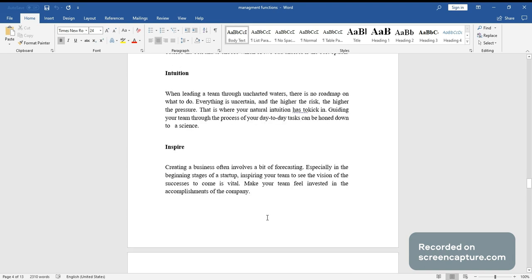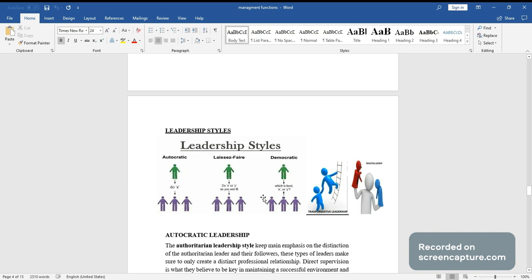Inspire. Creating the business involves a bit of forecasting, especially in the early stages of a startup. Inspiring your team to see that vision of the success to come is vital. Make your team feel invested in the accomplishment of plans. Leadership styles.